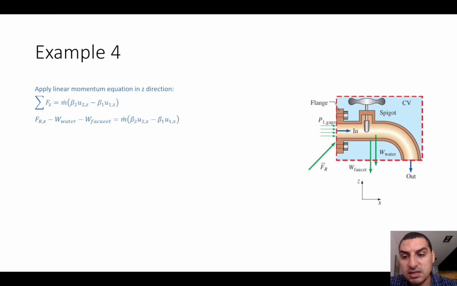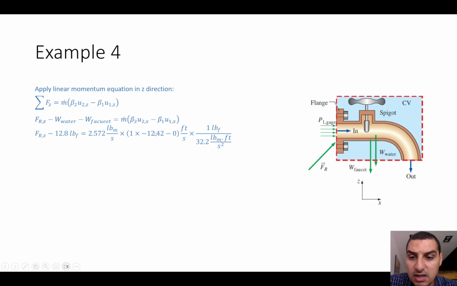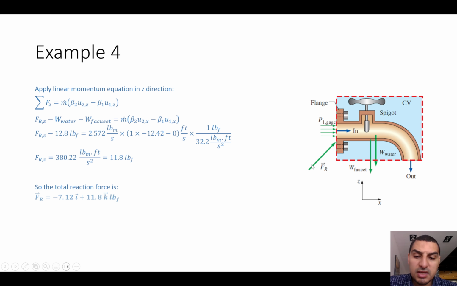the gravity is in the negative direction, so this is the weight. Of course, the mass flow rate is the same, multiplied by 1 times negative 12.22 because it's acting downwards, and the same conversion factor. So we find that the reaction force is 11.8 pound force. Finally, we can write the force like this: it is acting in the negative x direction by 7.12 pound force, and in the positive z direction with 18.8 pound force.